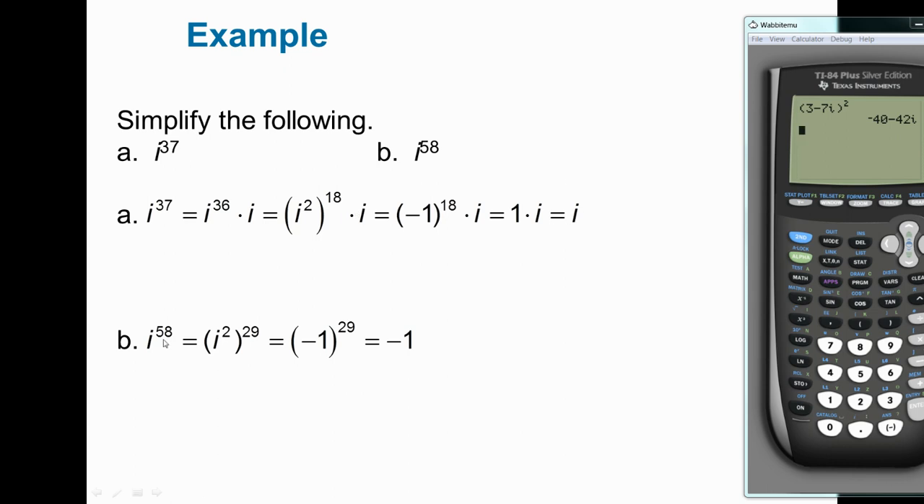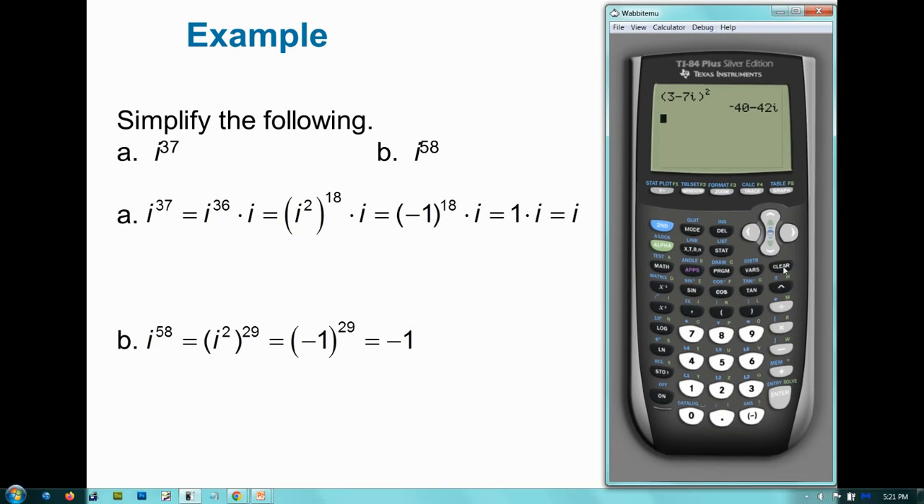Wow. He goes through something similar here. It takes 58, which is a nice even number. He calls that i squared times the 29th power. i squared, by definition, is -1. -1 to an odd power is just that, -1. Let me show you what the calculator will do. It'll do it, but there's a little trick to it.